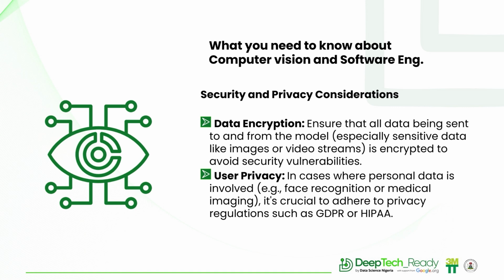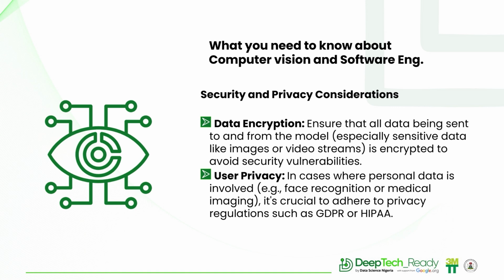You want to ensure that your computer vision system is a system that ensures low latency. When we say low latency, it basically means high throughput, and it implies that your system is fast at responding to users' requests. So there's no delay. The faster it is, the lower the latency in processing, which is quite good. Then another thing you need to take into consideration with respect to computer vision and software engineering is security and privacy consideration.